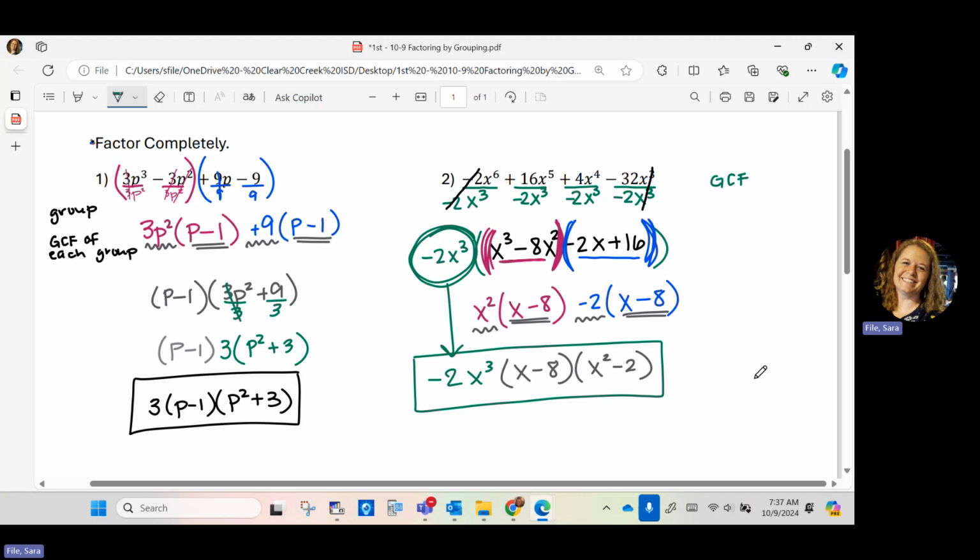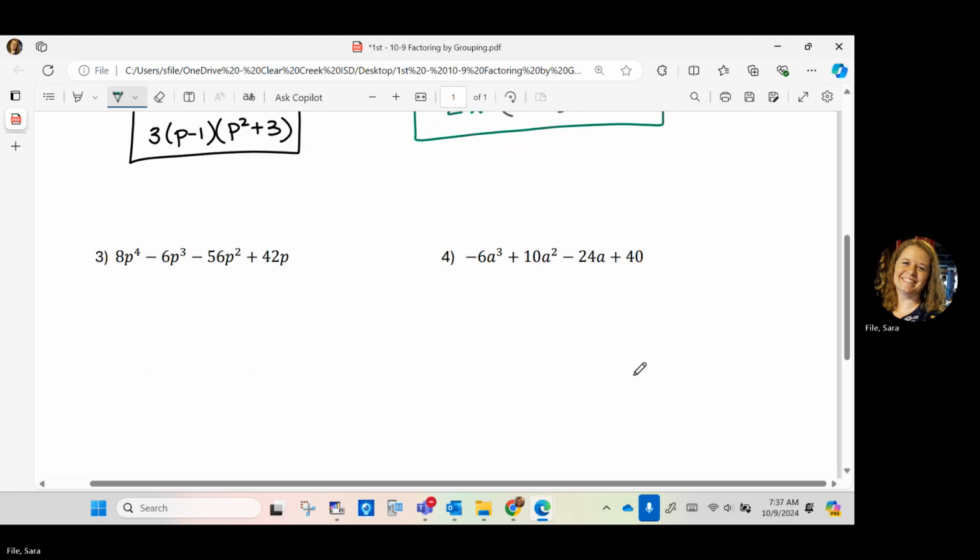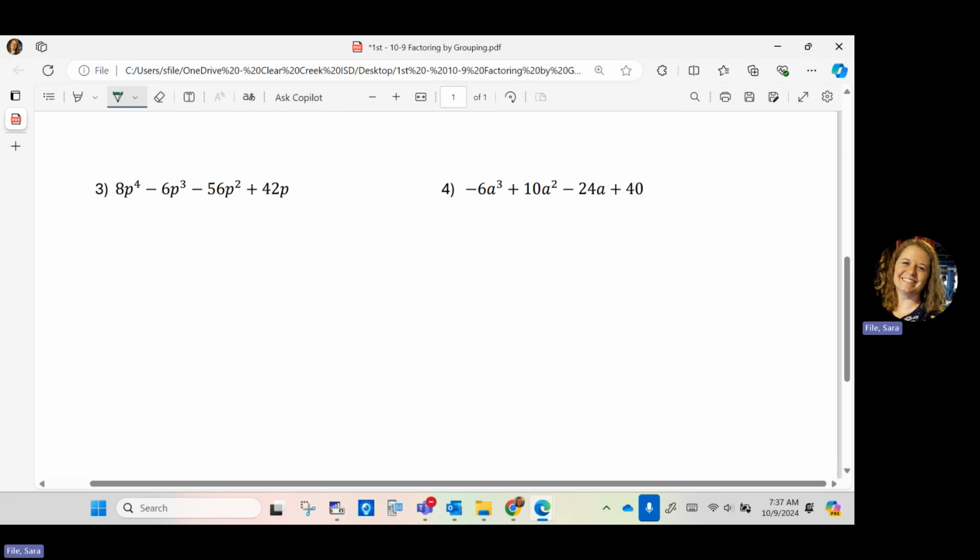Okay, so you can kind of compare these two and see, did you prefer taking the GCF out of everything at the beginning and then don't forget to keep it in front? Or did you prefer grouping first and then having to take that GCF out of one of those factors at the end? Okay, so both of those worked out as long as you remember to get that GCF at some point. All right, in number 3, is there a GCF that I can take out of everything?